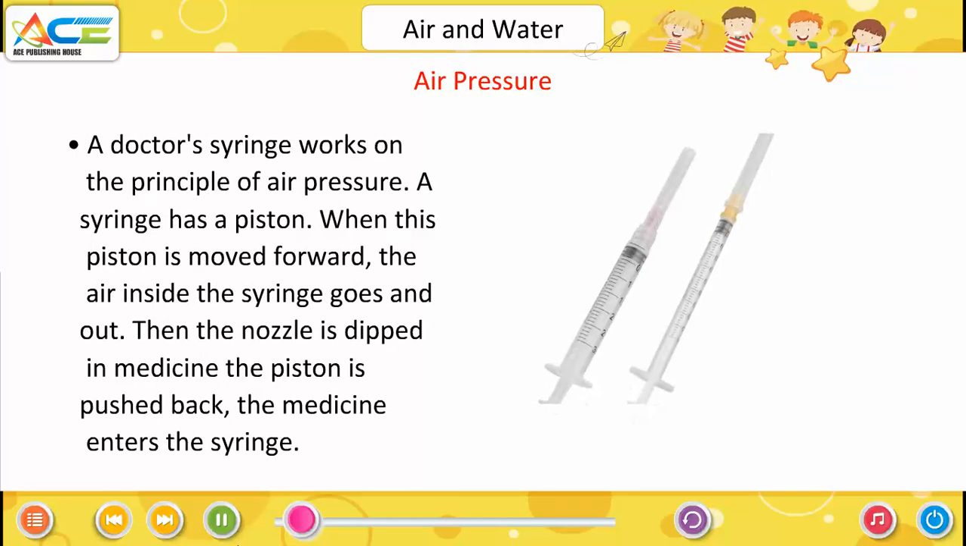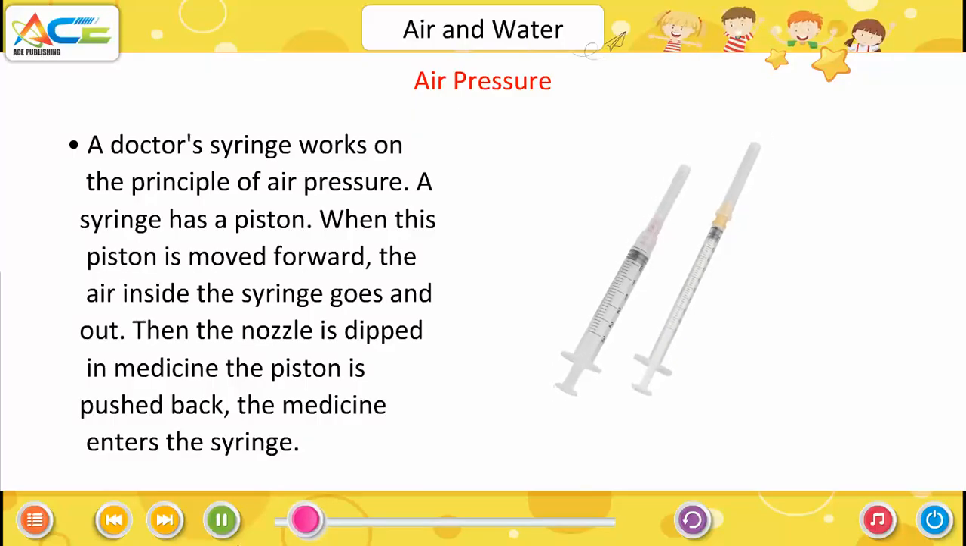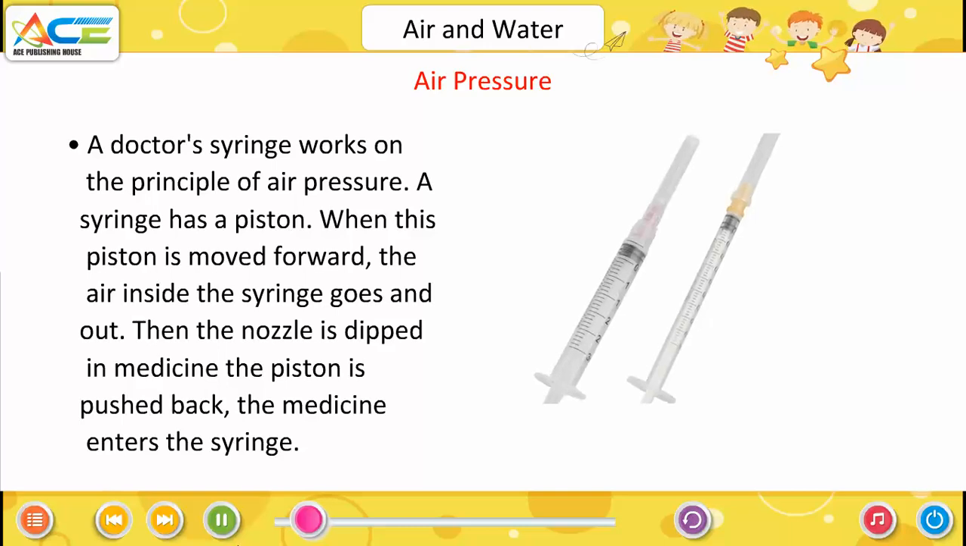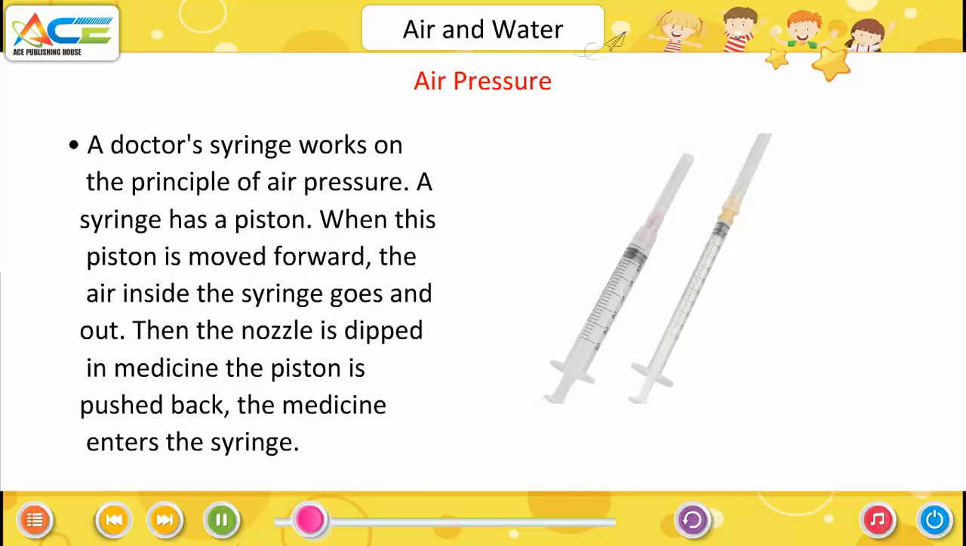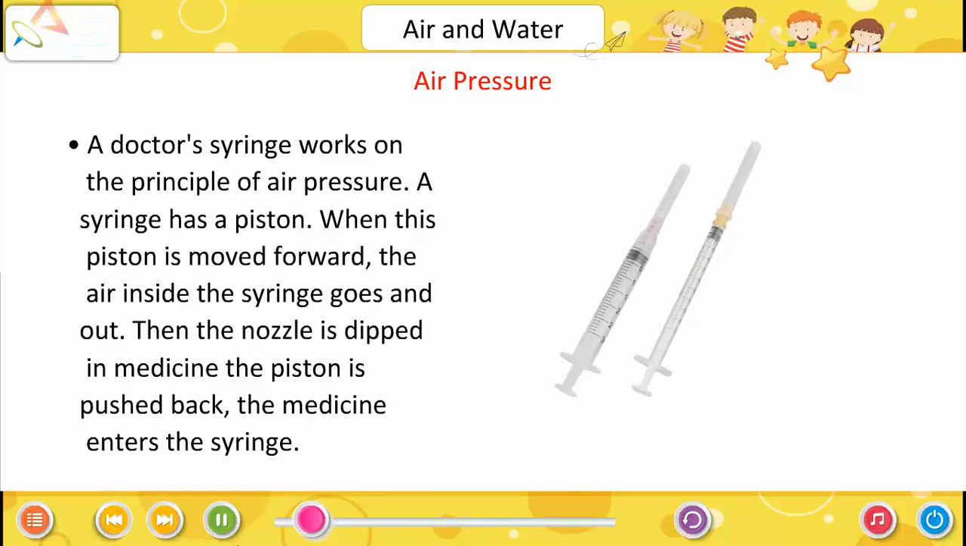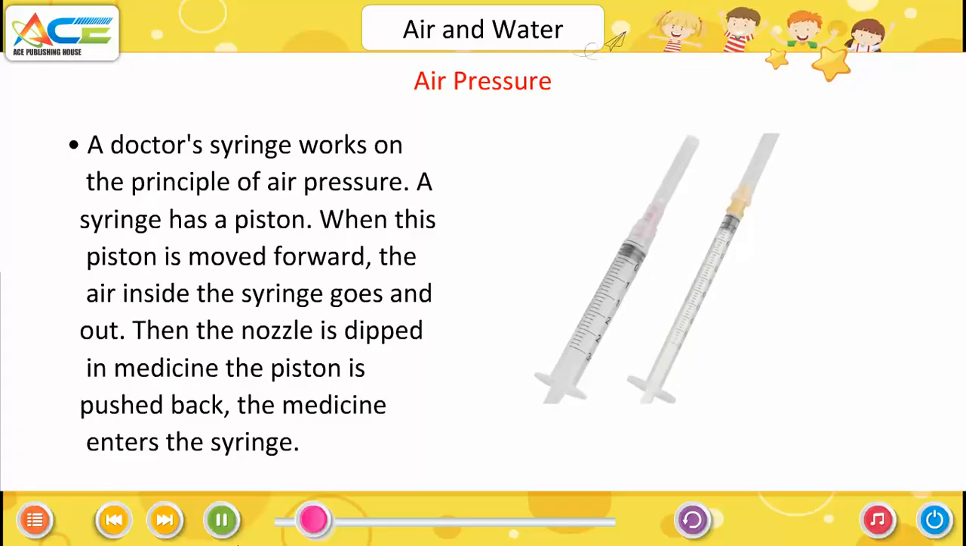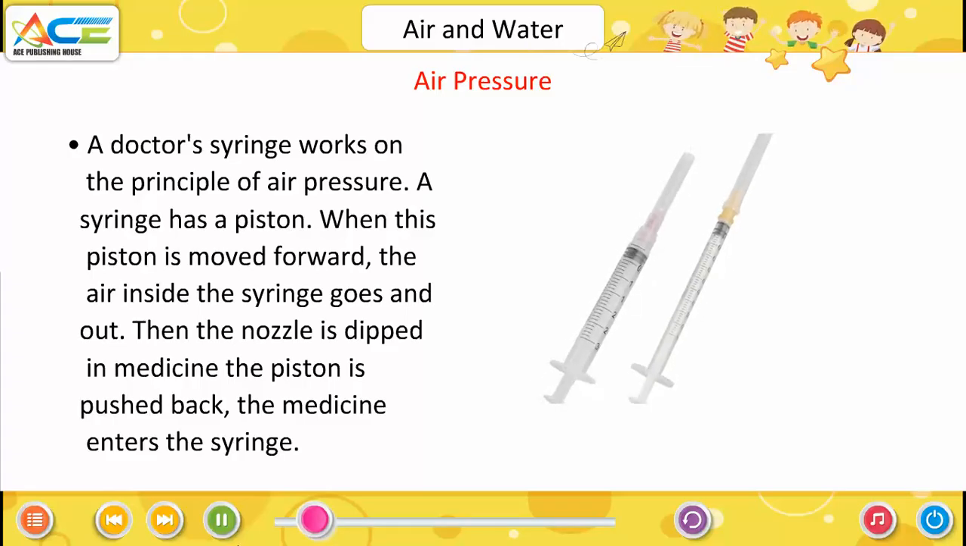A doctor's syringe works on the principle of air pressure. A syringe has a piston. When this piston is moved forward, the air inside the syringe goes out. Then the nozzle is dipped in medicine, the piston is pushed back, and the medicine enters the syringe.